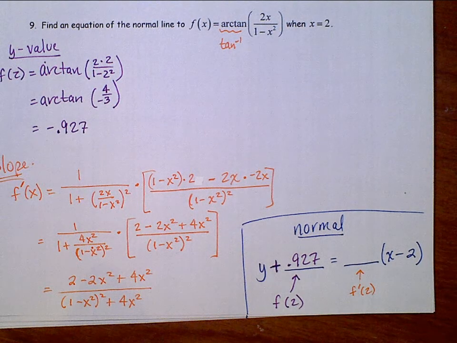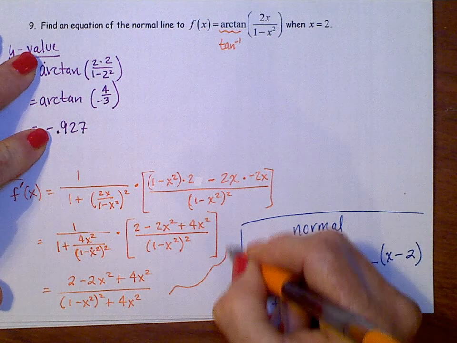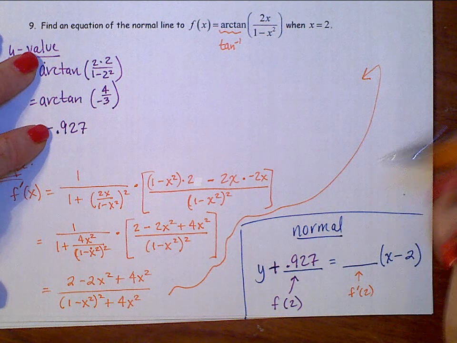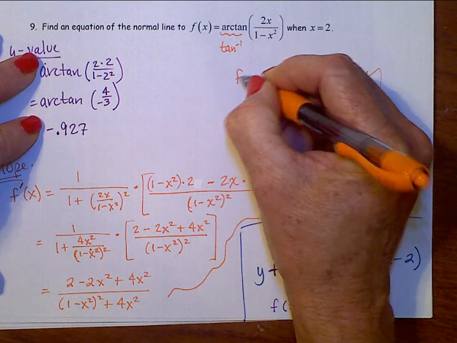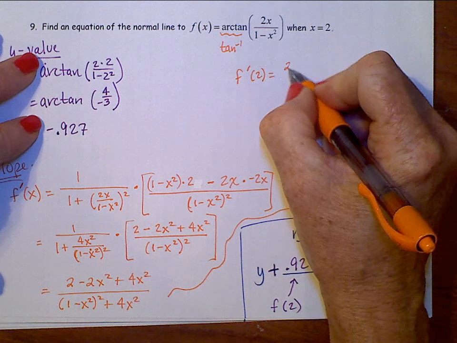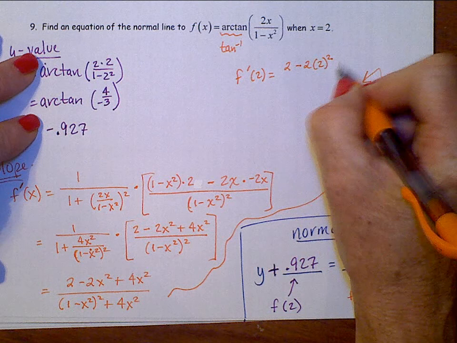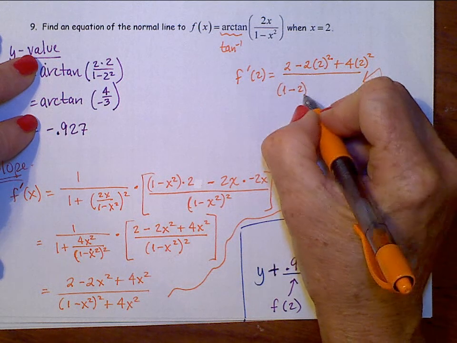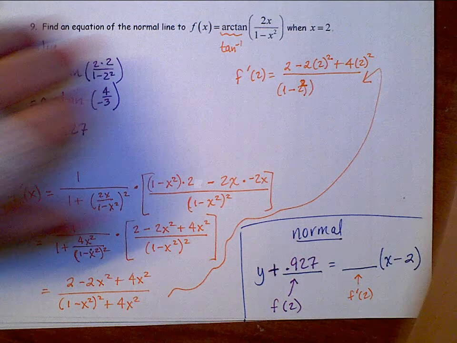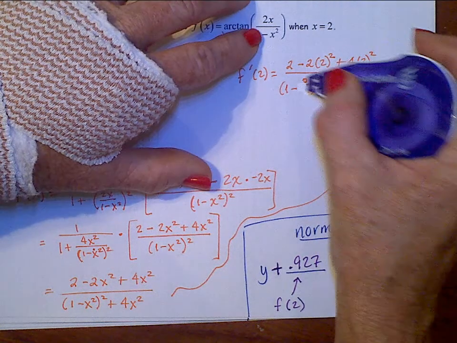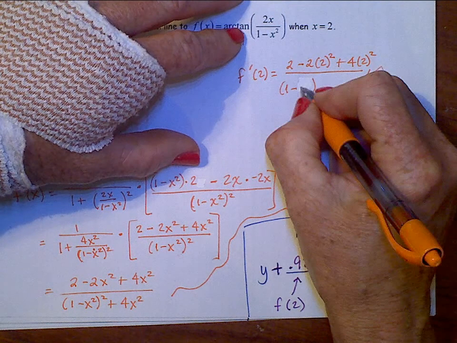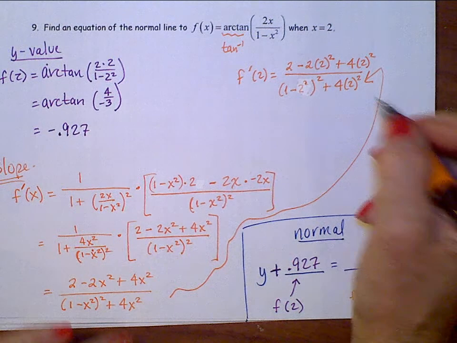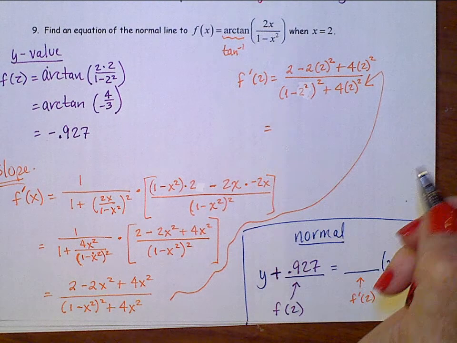Okay? At this point, I'm out of space, so I'm coming up here, and I could go through and simplify more, but ultimately we have to evaluate at x equals 2. So we might as well plug that in right now. F prime at 2, that's 2 minus 2 times 2 squared plus 4 times 2 squared, all over 1 minus 2 squared, squared, plus 4 times 2 squared. Oh my. Lots of 2's in there, be careful.